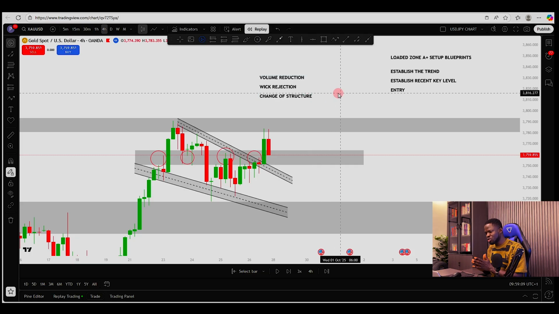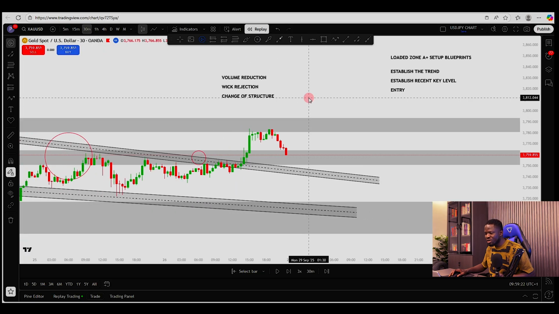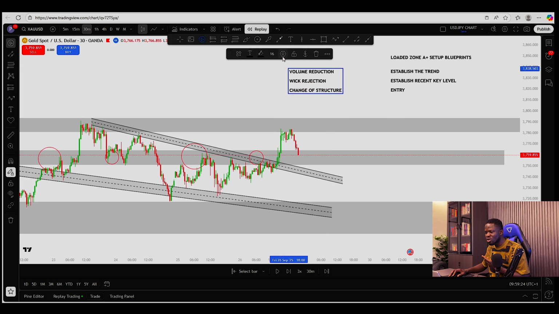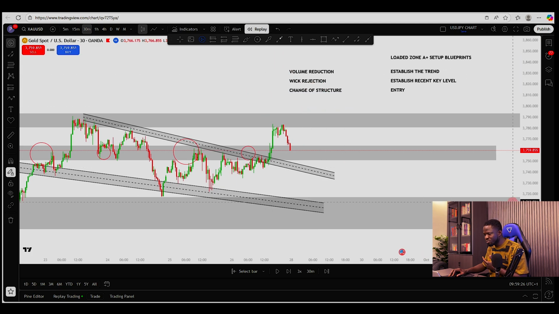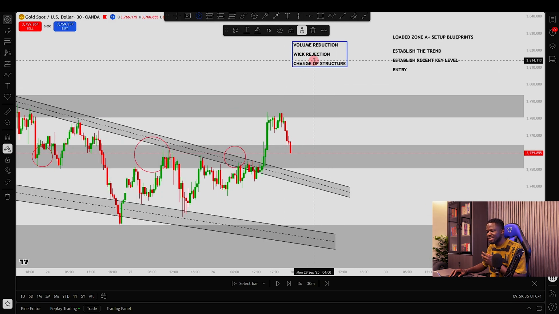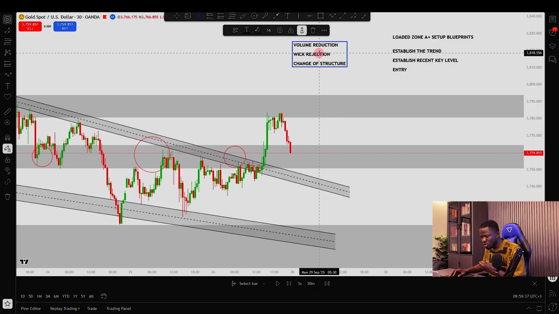What are the time frames we use? We use either the 30-minute time frame, the 1 hour time frame, or the 15-minute time frame to execute our day trading setup. So let's get down to the 30-minute time frame to see what the price action will offer us on this setup. The first entry criteria is volume reduction.